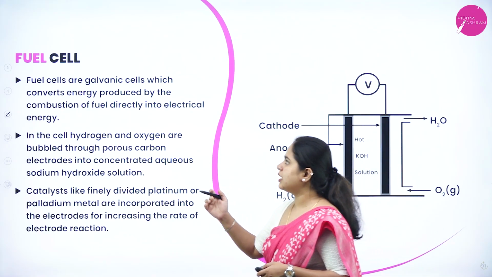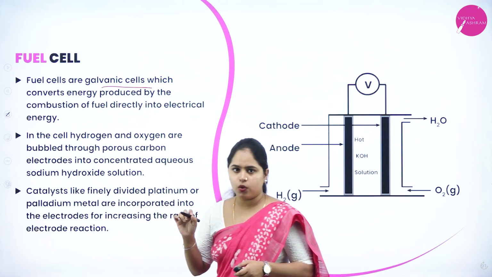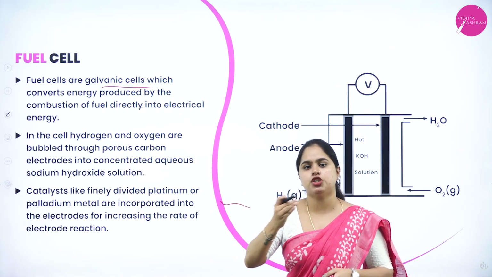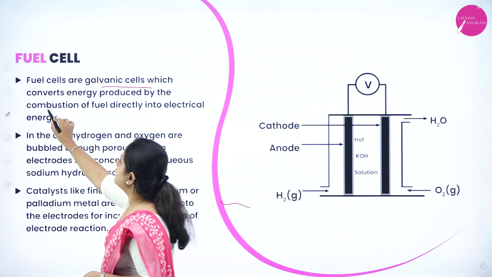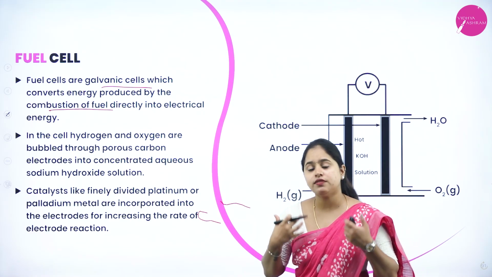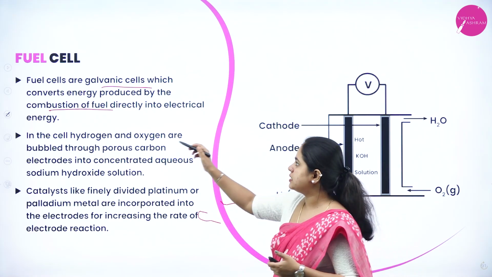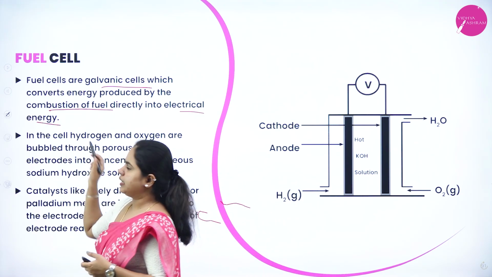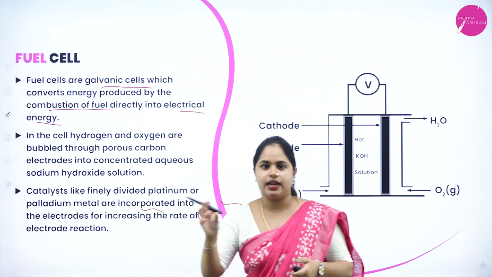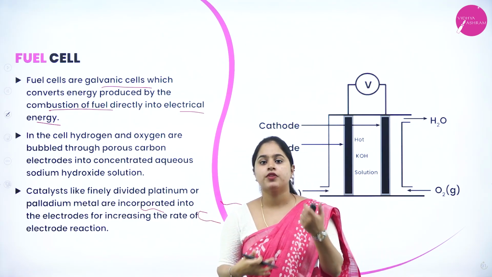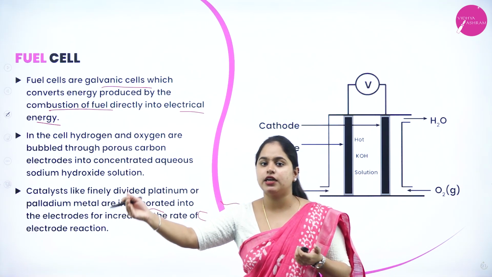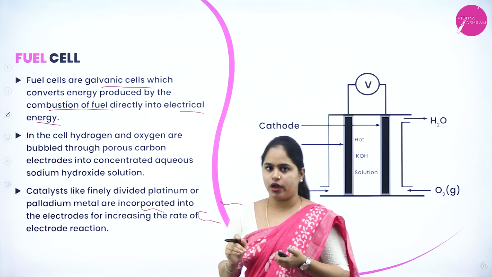So fuel cells are galvanic cells which convert energy produced by the combustion of fuel. So from where is the energy obtained? Combustion of fuel, like methane. The energy which is released from this combustion is directly converted into electrical energy. Hence, they are called fuel cells. From the name itself, we can say fuel cell, right? So the energy released by the combustion of these fuels is directly getting converted into electrical energy. I hope it is clear.